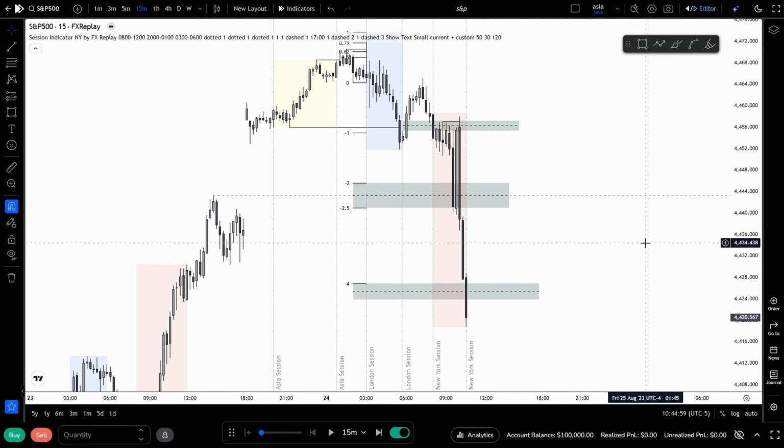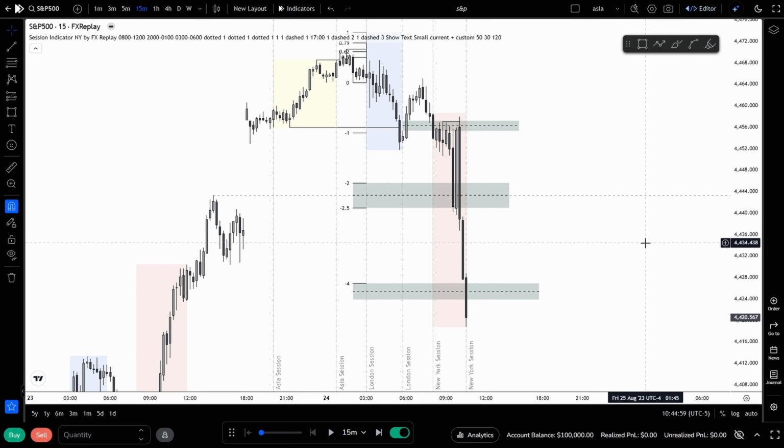So what's the lesson here? The lack of displacement above the Asia high, followed by clear displacement below the Asia low, gave the indication for what was likely to follow during the New York AM session. This is why displacement around session highs and lows is so important. It's not just about marking the levels, it's about how price behaves around them.